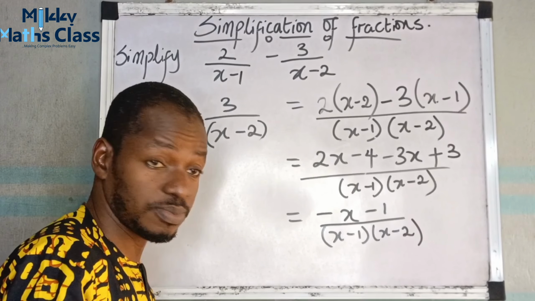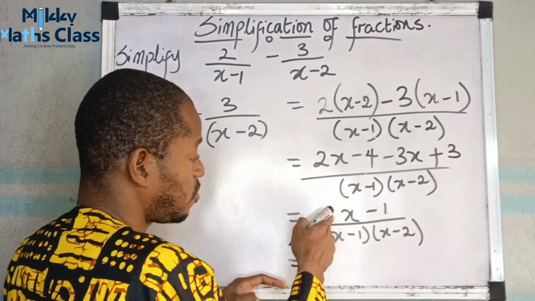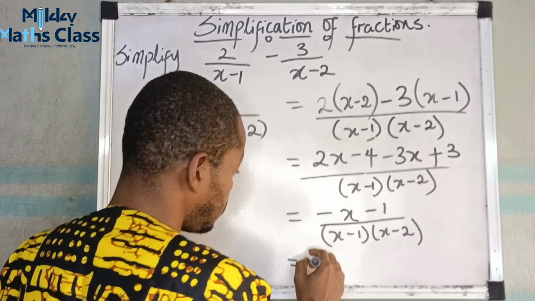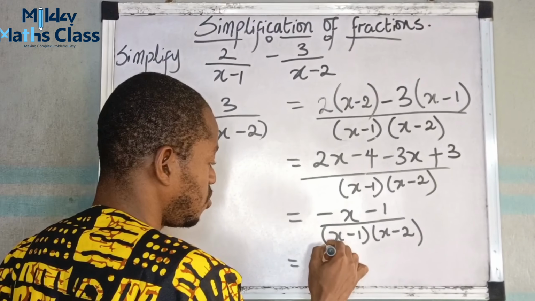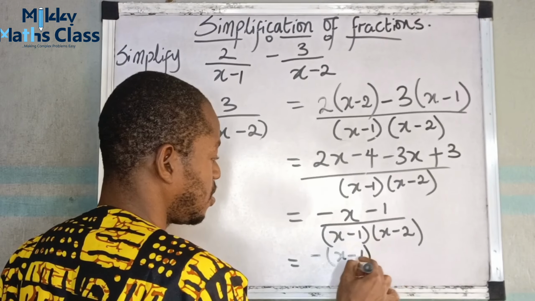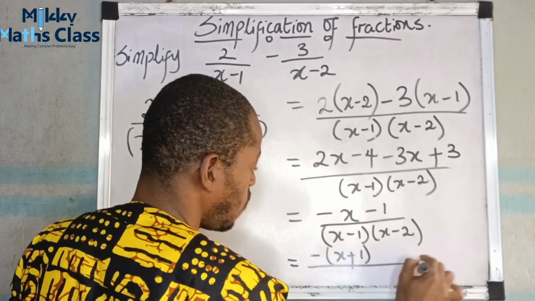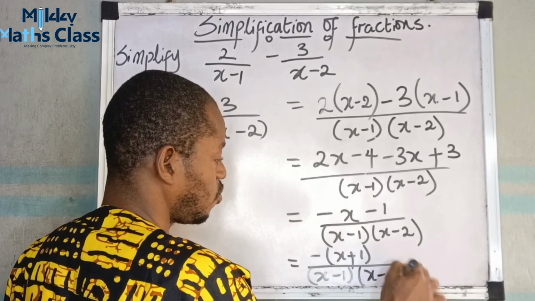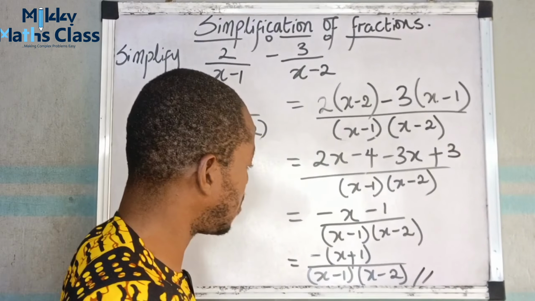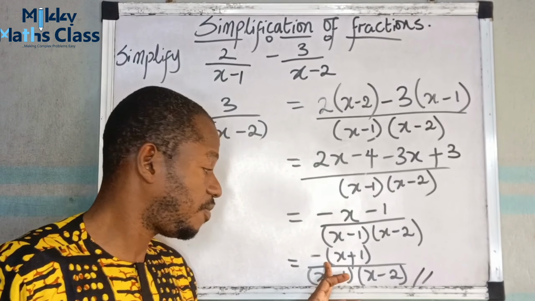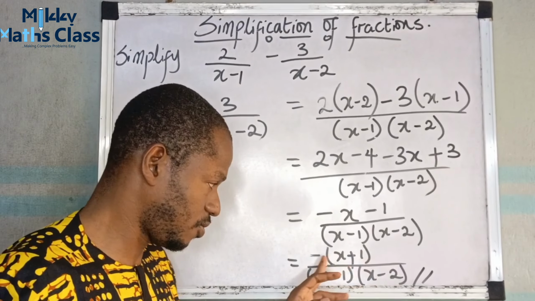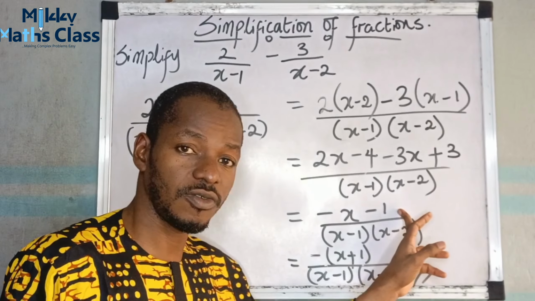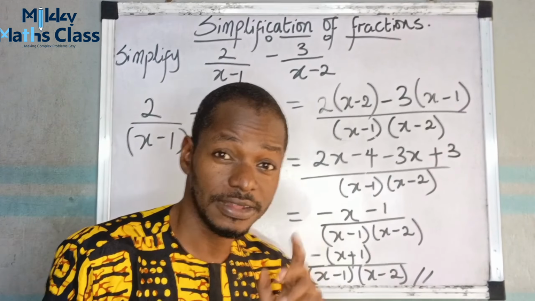So for us to put it well, factor out negative 1, which is common. So this becomes negative 1 into bracket x plus 1 over x minus 1 x minus 2. So this is our final answer. You bring out our negative here, x plus 1, because negative 1 times 1, positive 1 will give us negative 1. We leave our answer like that.